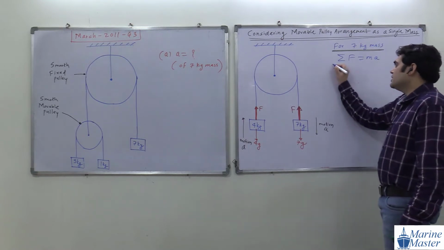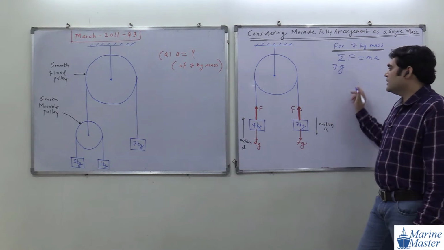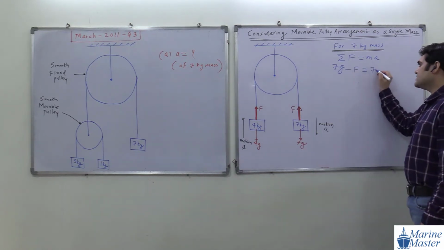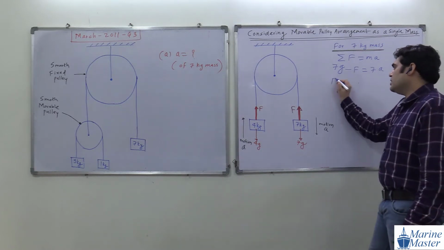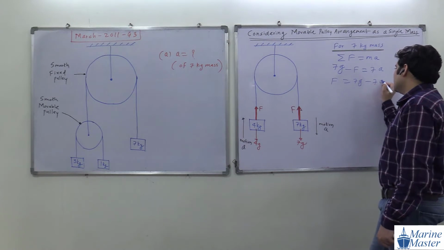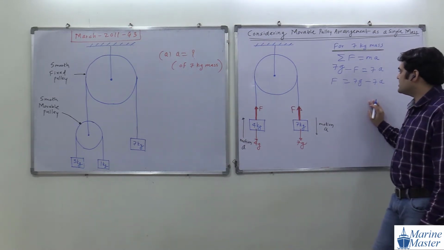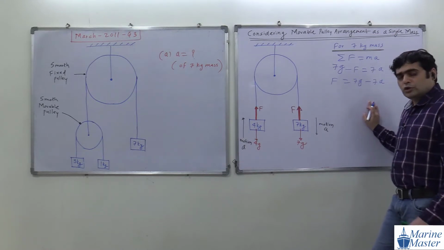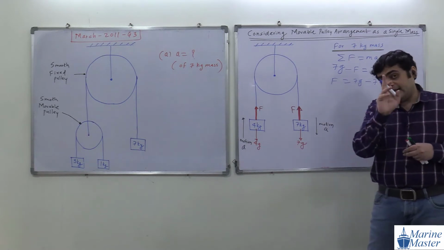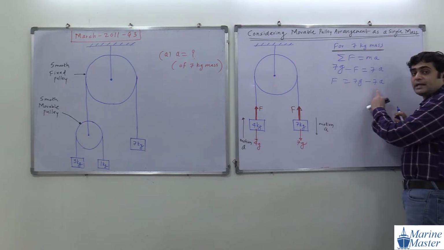7g, okay, good. Then what about the next force? Minus F is equal to what guys? 7a. So F will become what? F will become 7g minus 7a. Guys, observe the scenario. Everyone, please be careful. If I have made any mistake, please let me know. Many times I may make mistakes like that, so you have to be attentive in the class. So F is equal to 7g minus 7a.